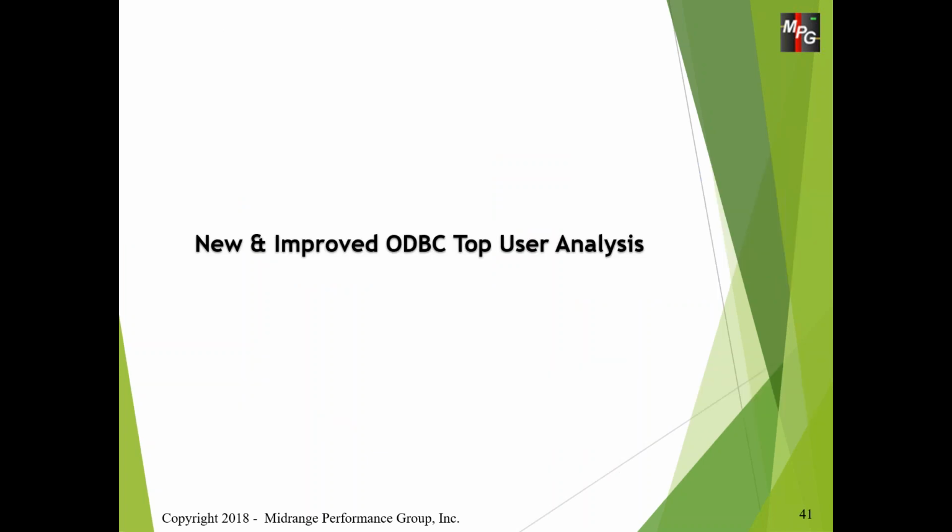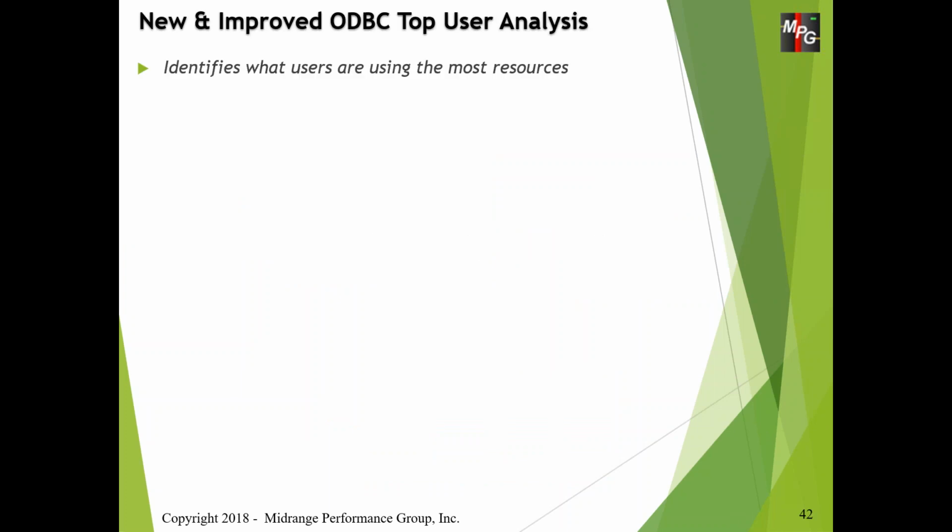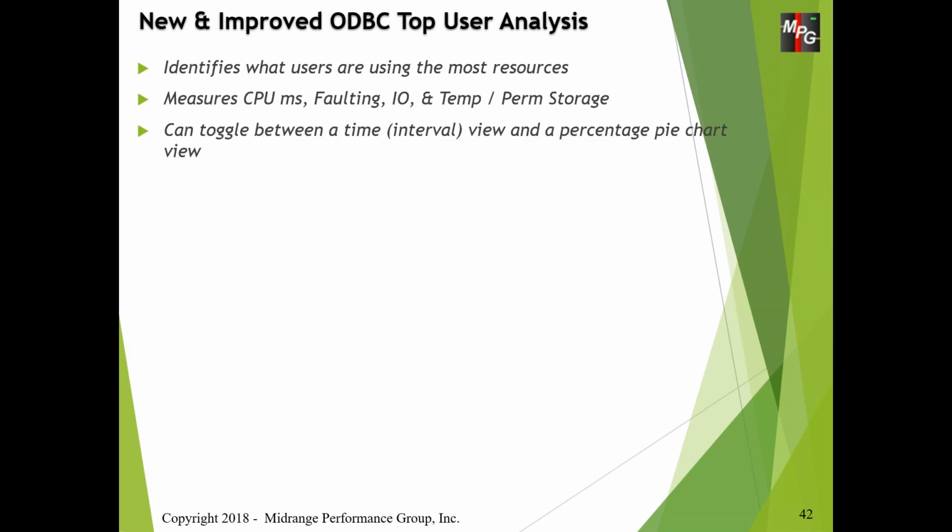All right, and I know we're going fast, rapid fire, stay with me, but there's so much cool functionality. New and improved ODBC top user analysis. What's really neat about this is we're going to identify all the users that are using and what resources they're using. So we're going to look at CPU, faulting IO, temp and permanent storage. And you can toggle. What's really cool, sometimes when you get a by time graph, when you see kind of an ebb and flow of a bunch of things stacked together, it's kind of hard to interpret. What am I looking at?